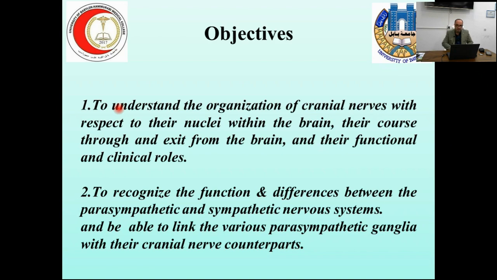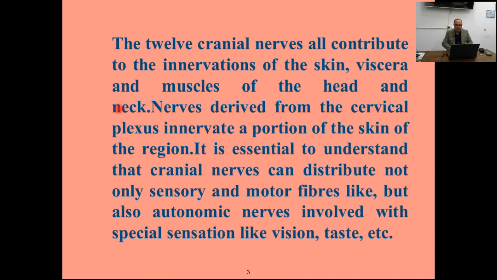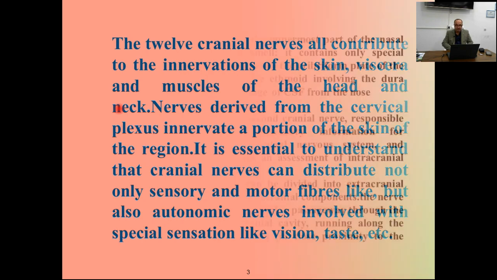The 12 cranial nerves all contribute to the innervation of the skin, viscera, and the muscles of the head and neck. Nerves derived from the cervical plexus innervate a portion of the skin of the region. It is essential to understand that the cranial nerves can distribute not only sensory and motor fibers but also autonomic nerves involved within the special sensation like vision and taste.